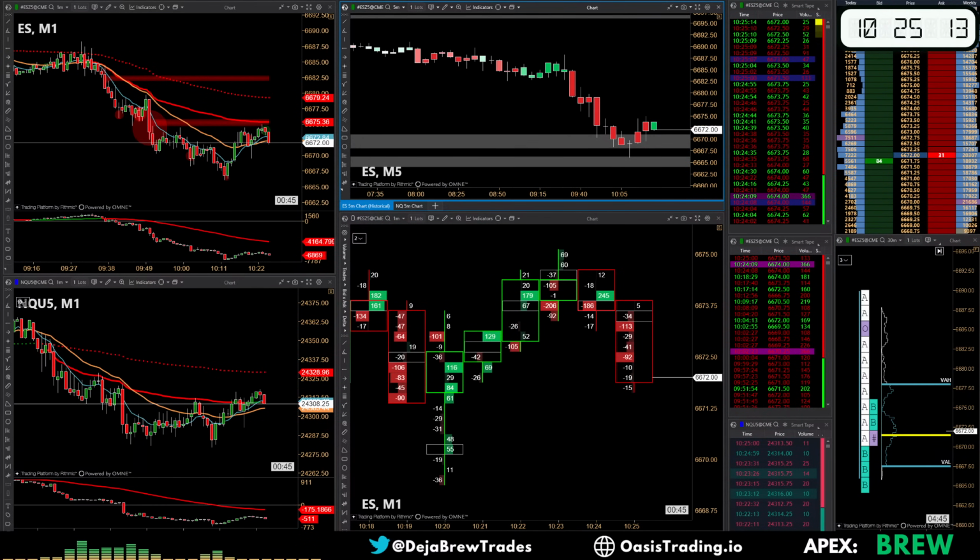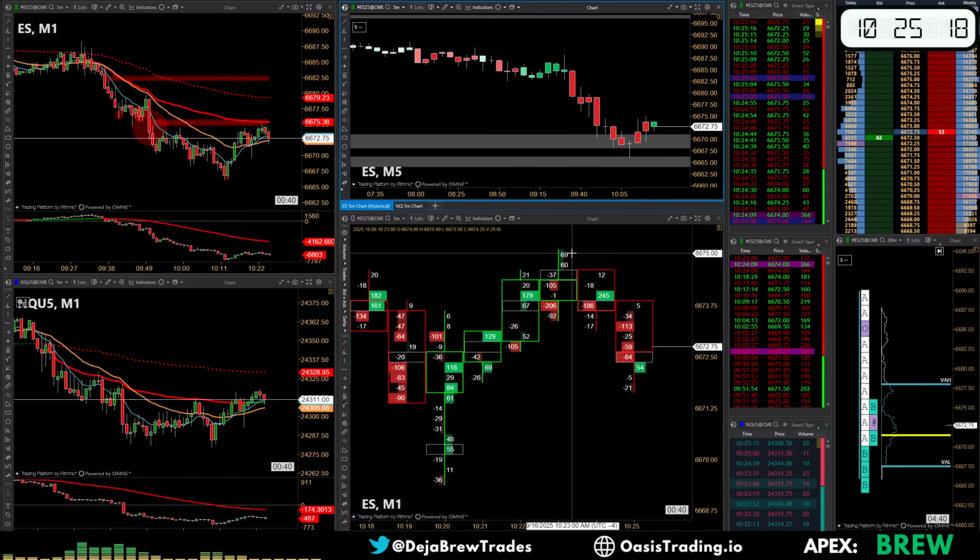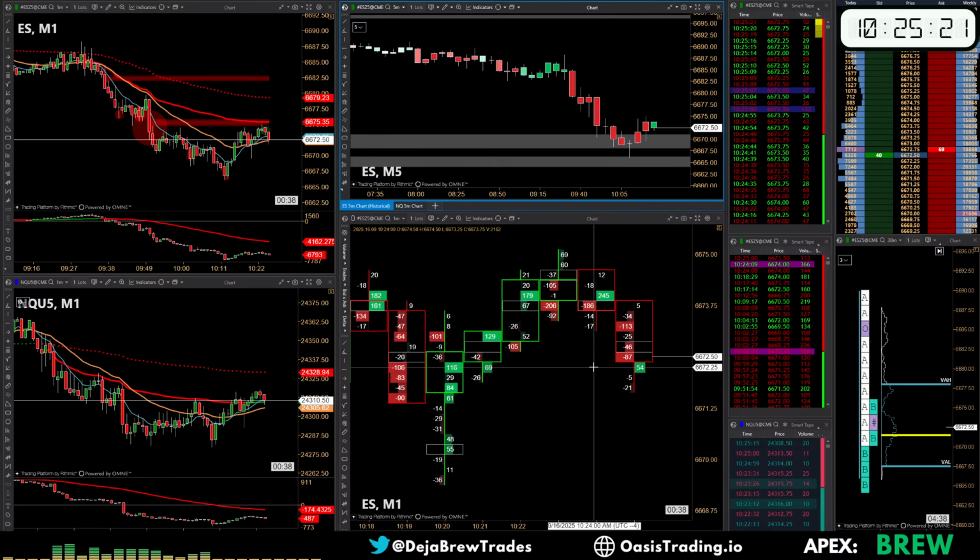Okay, looks to be respecting the daily VWAP here, not finding any buyer delta above that level, 75, pretty much to the tick. Not finding any buyers whatsoever.